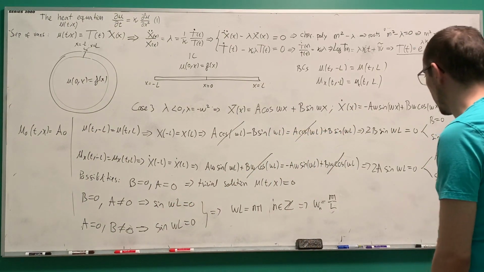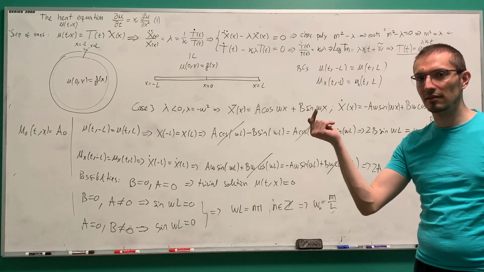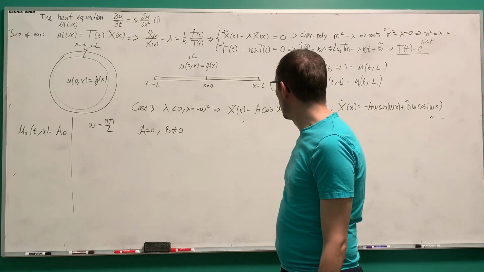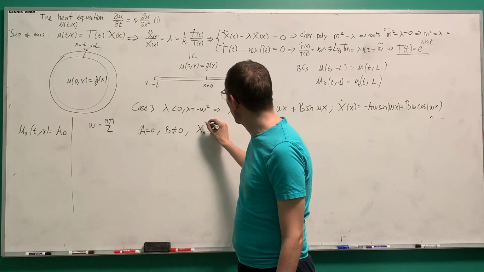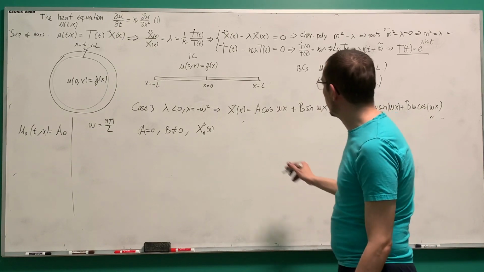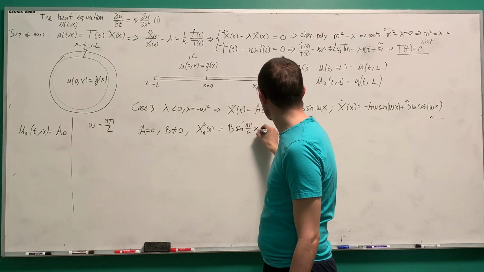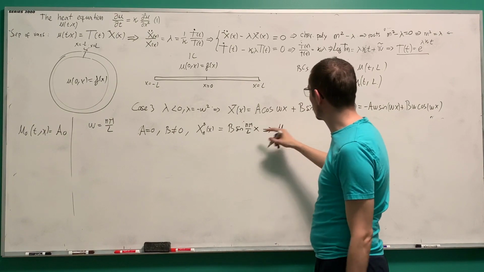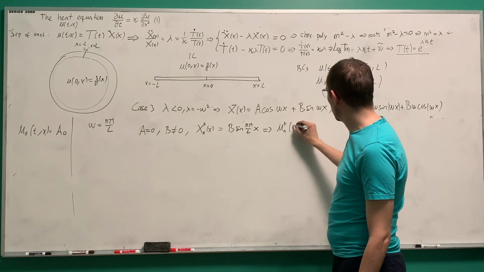Let's write them both. Let me clear up the board a little bit. I'm going to erase the derivation of these conditions. All right, so we have that omega is n pi over L. Let's get the case a equals 0, b different from 0. In this case, let me call the solutions X_n of x, with b in here, because they have b different from 0. So they are of the form b sine of n pi over L x.